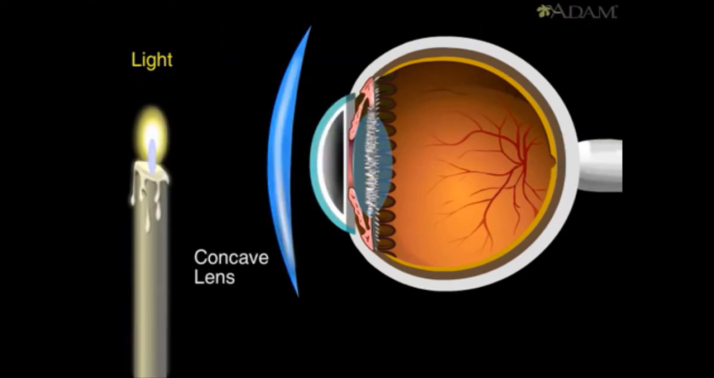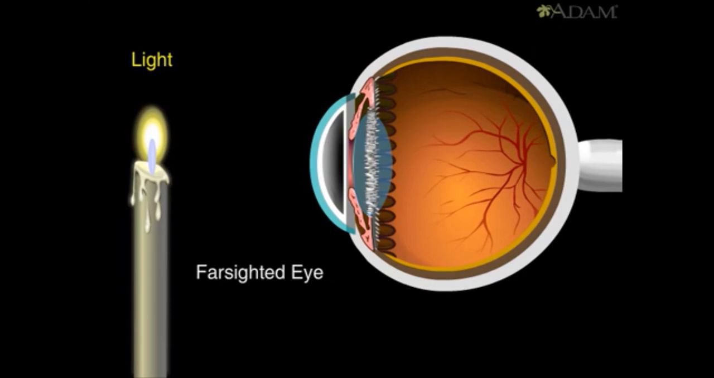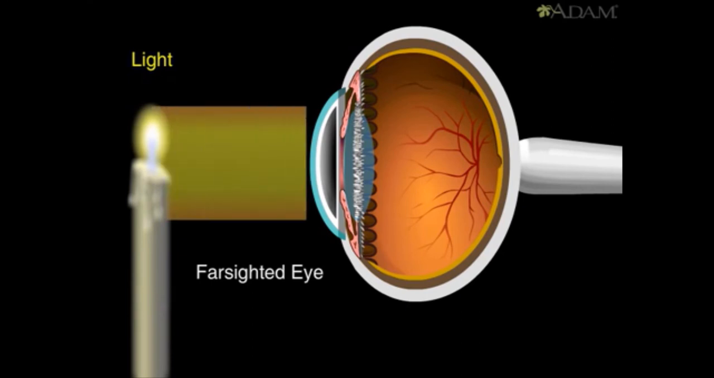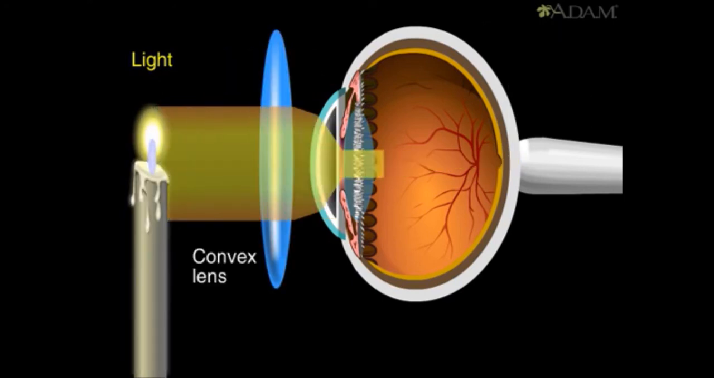Glasses with concave lenses can correct nearsightedness. The lens widens the plane of light coming through the cornea. That pushes the focal point back onto the retina. Farsightedness is just the opposite. The eye's length is too short. When that happens, the focal point is behind the retina, so it's difficult to see things that are up close. Glasses with convex lenses narrow the plane of light. Narrowing the light passing through the cornea moves the focal point back onto the retina and can correct farsightedness.